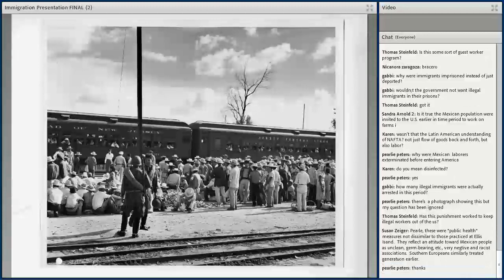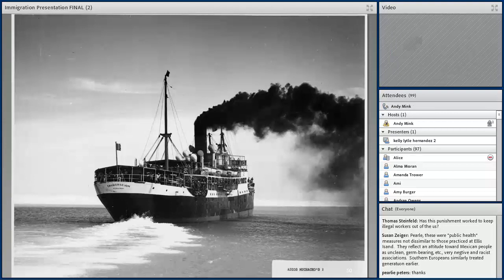Hey Kelly, do you mind referencing the citation for these images? They're really interesting. Where did you find these? Absolutely. You're welcome to use these. They are all US federal government documents or photographs, which means they have no copyright restrictions. And I found them at the US Border Patrol Museum in El Paso, Texas.